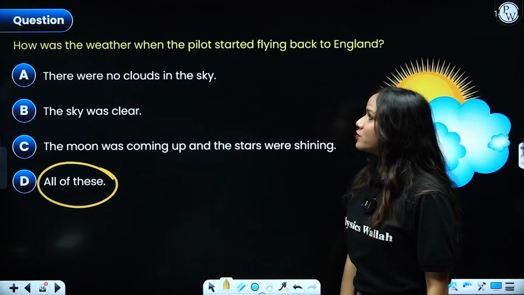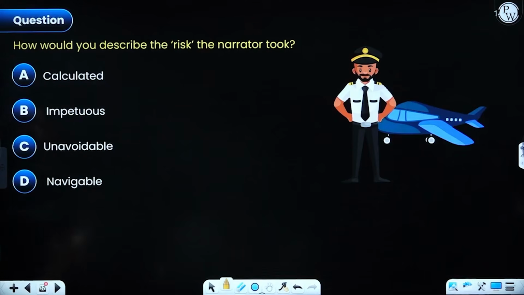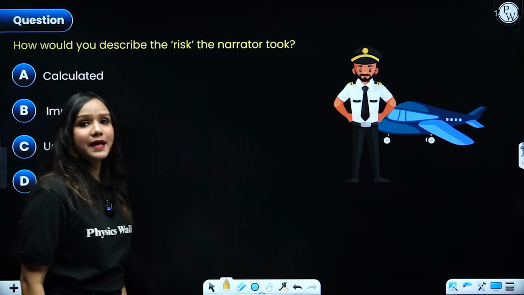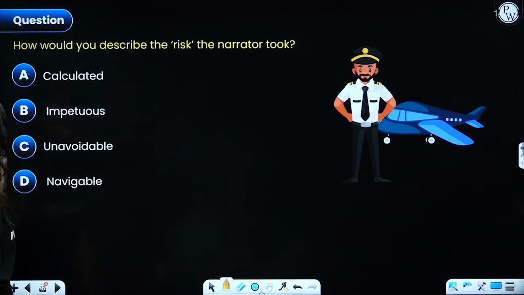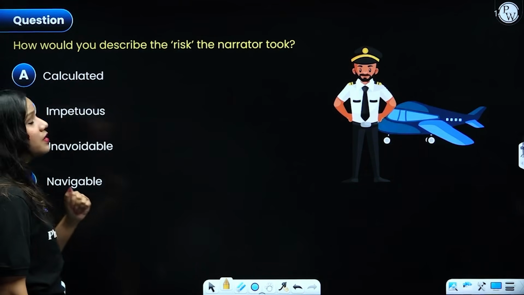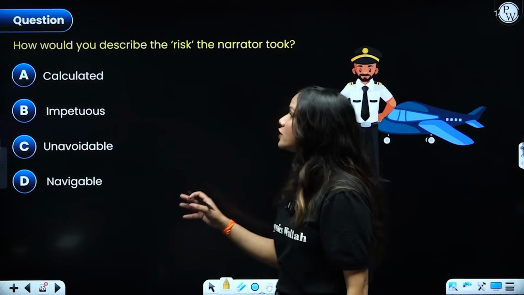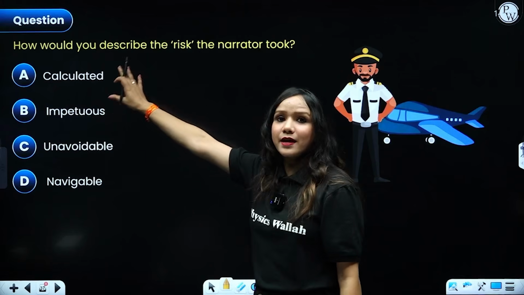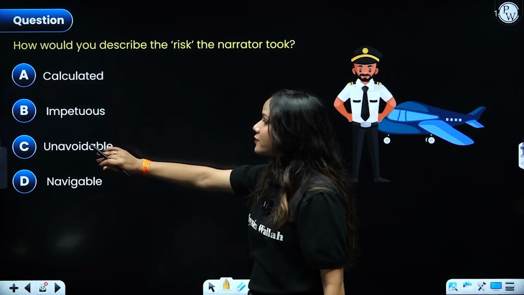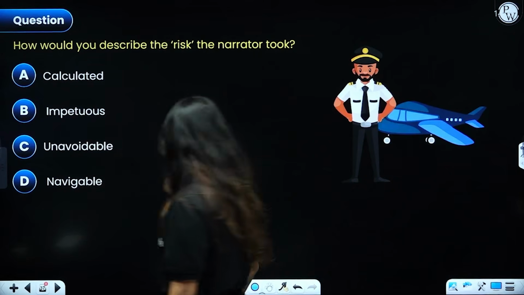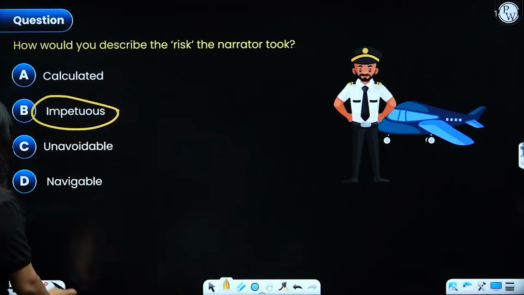Now, let's proceed towards the next question on screen. How would you describe the risk the narrator took? How would you describe that risk? Let's see. Calculated, impetus, unavoidable, or navigable. What do you think? What kind of risk did the pilot of DS-088 take? Calculated, was it calculated? Did he already know that he was going to face a challenge? No, it was impetus, it was unavoidable, it was navigable. Definitely the correct answer to this question is impetus, right? Something that he faced all of a sudden.